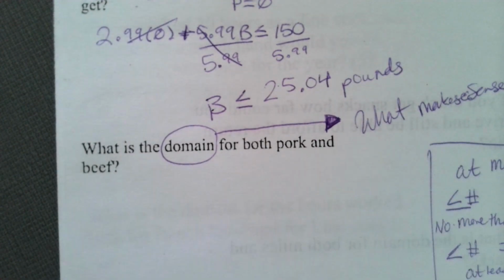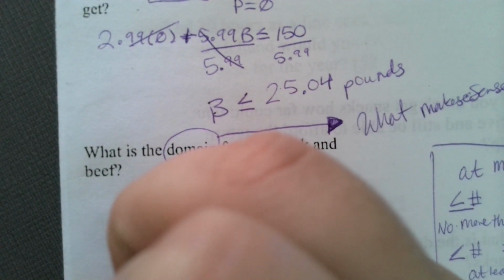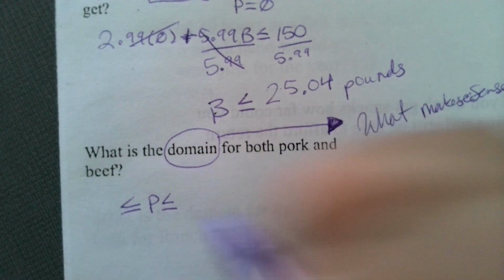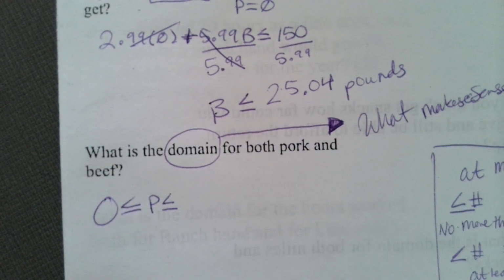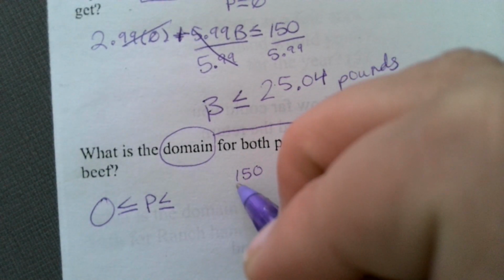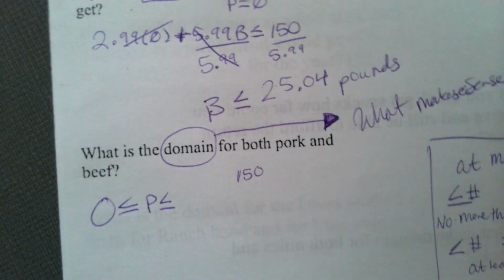What's the littlest pork I could get? What's the smallest amount? Can I get negative? No. So what's the smallest? Do I have to get any? No. What's the most I could get? 0. No, that's the least I could get. No, the most. So take $150, right? The most you can get is 50 pounds.